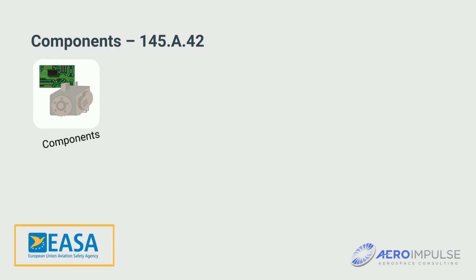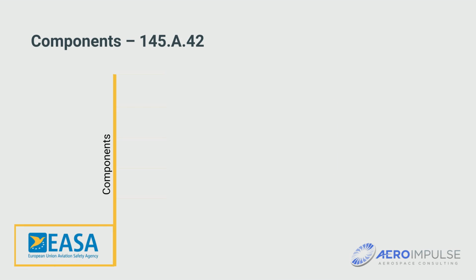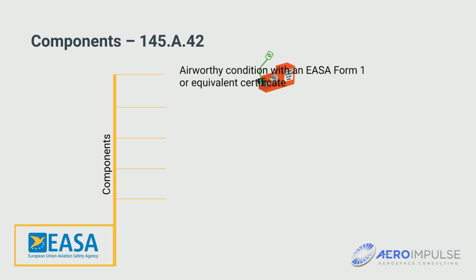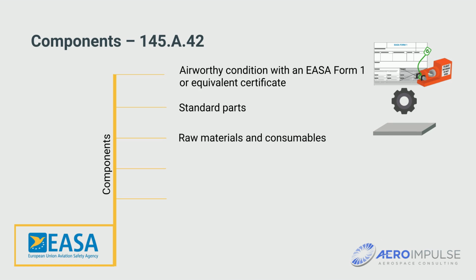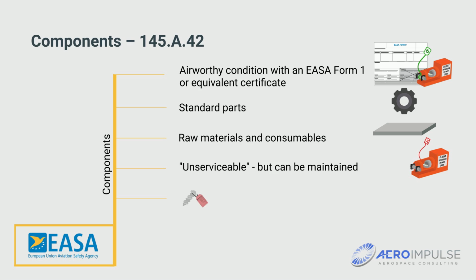EASA distinguishes the following 5 component categories. Components in an airworthy condition with an EASA Form 1 or equivalent certificate of release to service. Standard parts. Raw materials and consumables. Components in the status unserviceable. However, they can be maintained. Components in the status unserviceable, which are unsalvageable because they have reached their mandatory life limitation or contain a non-repairable defect.